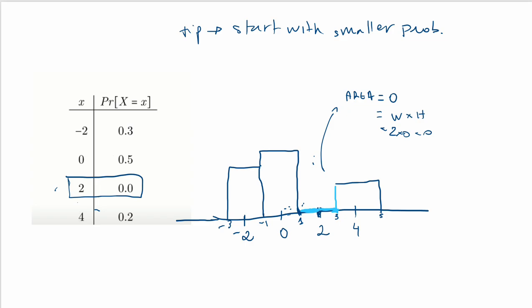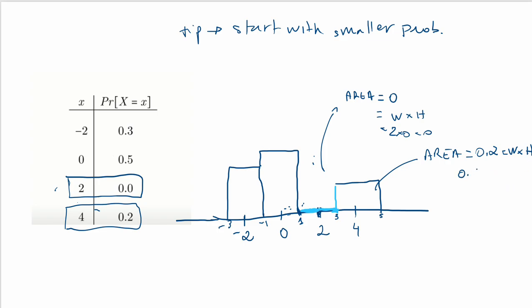Now let's go to the next one. It's this one, right? So I'm going to my rectangle of interest. It is this one here, the last one, because it's centered in 4. And the area of this little rectangle has to be equal to 0.2, right? And this 0.2 is the result of width times height.